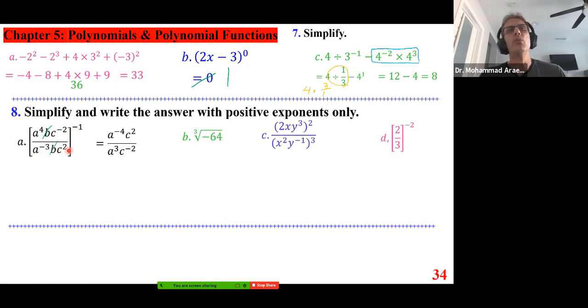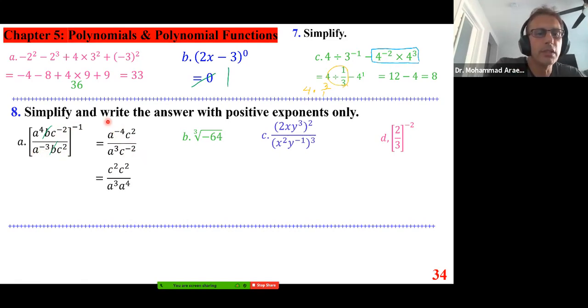Now, remember, we want a positive exponent. So how do we move this? This has a negative exponent, we bring it down. This has a negative exponent, we bring it up. So this moves up, this moves down. Now the numerator is c to the power of 4, the denominator is a to the power of 7. 2 plus 2, 3 plus 4. We are using the product rule.